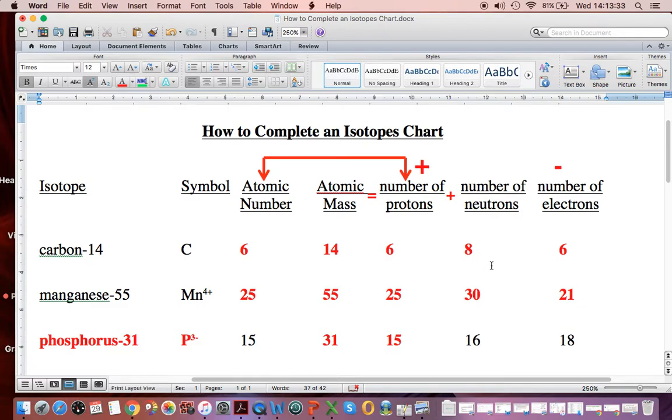So that gives you a pretty good sampling of how to deal with an isotopes chart. Yes, you should know it from Science 8. Yes, you should know it from Science 9. And here again, in previous notes and these notes, you've seen in Science 10. Make sure you find it easy, because it is easy.